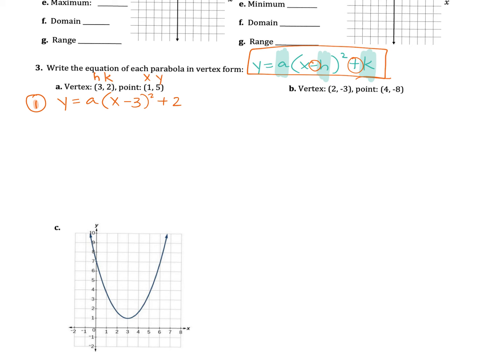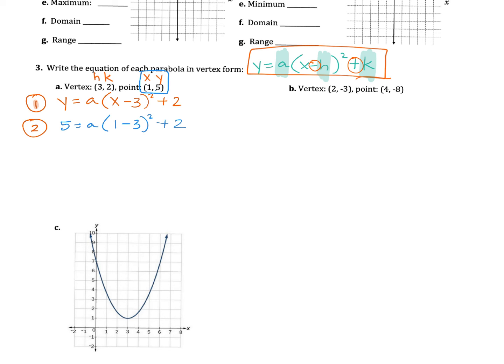Okay, second step then. Now plug in the x and the y. So now we're going to plug in these numbers in place of x and y. So it's going to be 5 equals a times 1 minus 3 squared plus 2. Okay, so the whole idea here is figure out what a is. In order to do that, you need to think through some PEMDAS stuff.